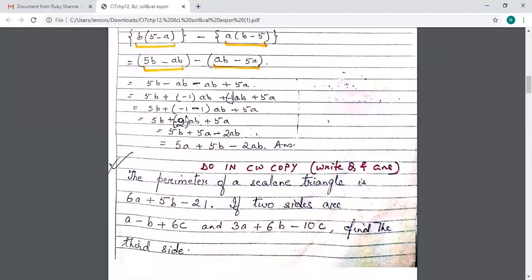Now in these steps, you have written minus 1 as the numerical coefficient. You can do it directly also. Minus AB will be minus 2AB, isn't it? So you can do it directly also. Yeah, like terms.